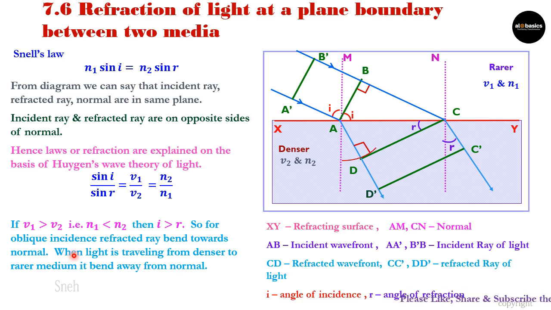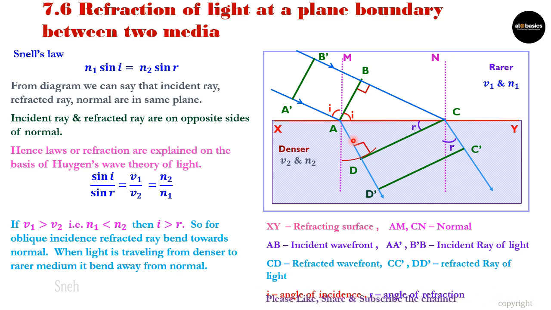When light is traveling from denser to rarer medium, it bends away from the normal. This I have given for which medium? v1 is greater than v2 means from rarer to denser, right? Here I can see that it is bending towards the normal. From rarer to denser, v1 is greater than v2, so n1 is smaller than n2, and it is bending towards the normal. Whereas if it is moving from denser to rarer, what will happen? Instead of moving towards the normal, it will bend away from it, and in that case, i will be smaller than r.